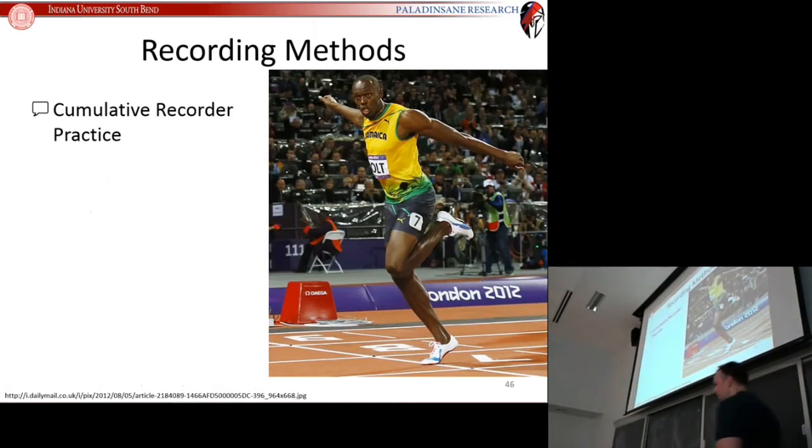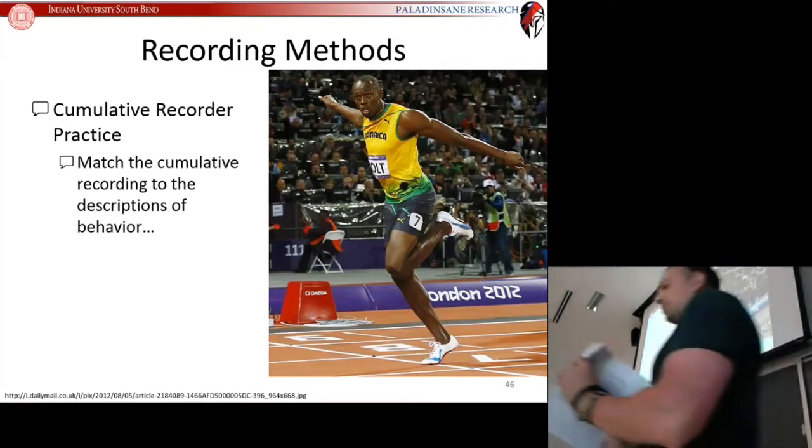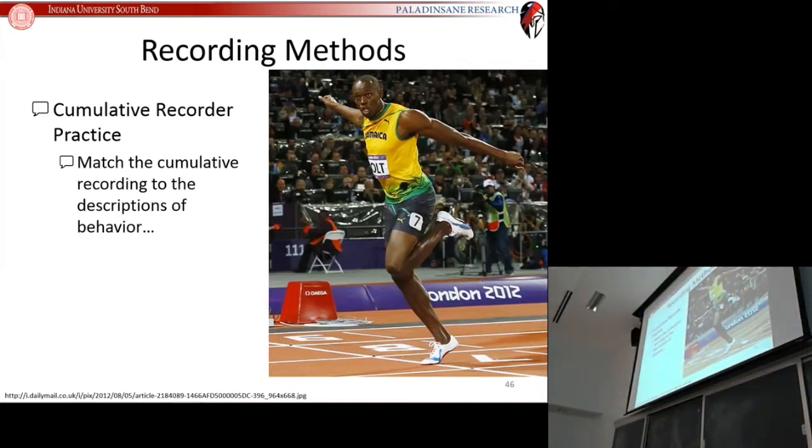All right, so let's take a look now if we can do exactly what I just did, which is read a cumulative recorder. So I'm going to hand out, I got a handout here just to make it a little bit easier to work with this. So if you can pass those down, you can start using the back.